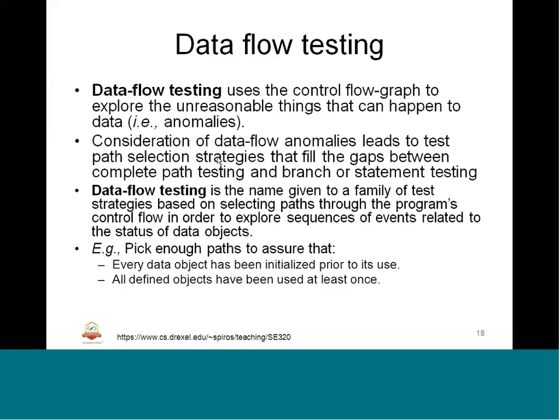Data flow testing is the name given to a family of test strategies based on selecting paths through the program's control flow in order to explore sequences of events related to the status of data objects. We know that data flow testing is done with all the data flow objects, where data is the key here. Data could be a variable. For example, pick enough paths to assure that every data object has been initialized prior to its use, and all defined objects have been used at least once.